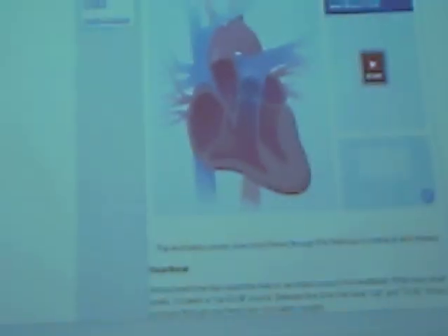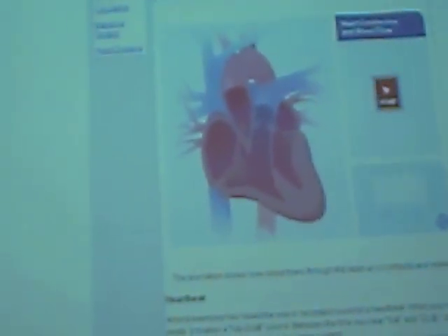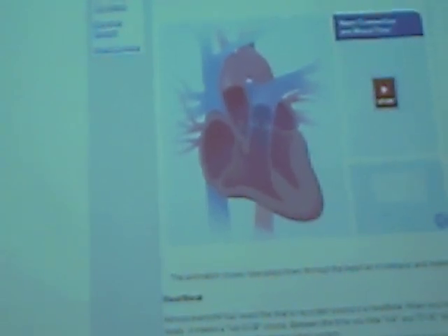Page 40, and we're going to take a look at what we call the cardiac conduction system. And that comes from your textbook on page 593.